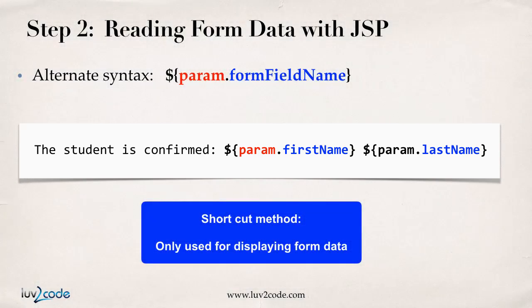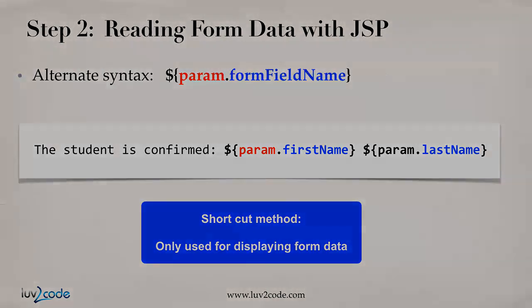So this is really just a shortcut method. It's only used for displaying form data. It's really just a shorthand, simpler way of writing the code. But if you needed to read the form data in, maybe, a scriptlet or something, then you'd have to resort back to using request.getParameter. But as much as possible, I'll try and make use of the shortcut method in our confirmation pages.